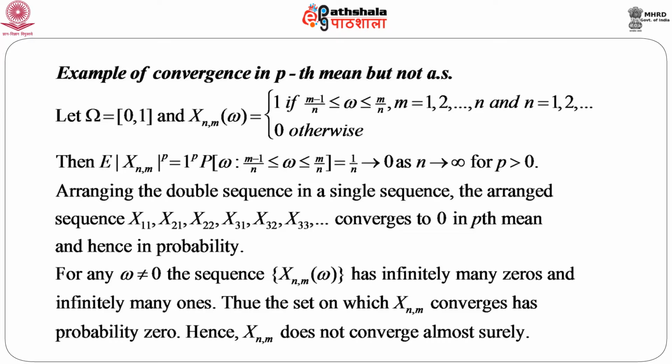Now, for any omega not equal to 0, the sequence X_nm(omega) has infinitely many zeros and infinitely many ones. Thus, the set on which X_nm converges has probability 0, and hence we can immediately say that X_nm does not converge almost surely.